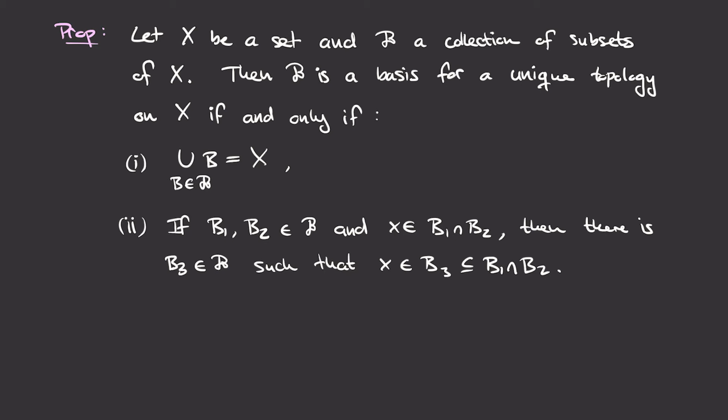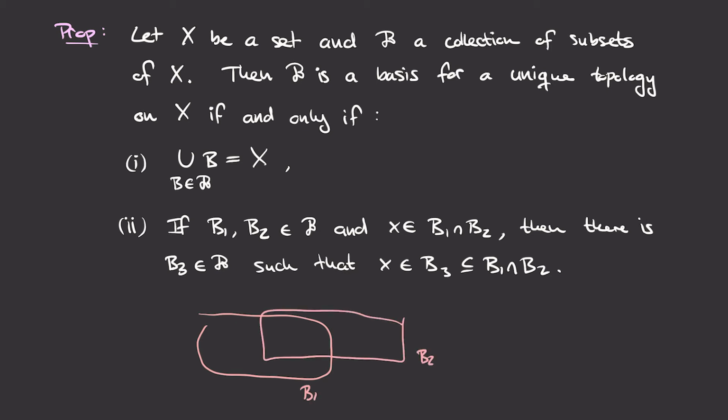So we suppose that we have two basis elements, B1 and B2. So let's say this is B1 and this is B2. And their intersection contains some point X. So in particular, it's non-empty. Okay, so this is the situation we have.